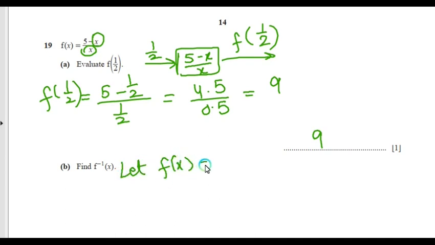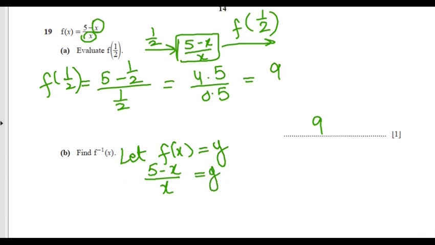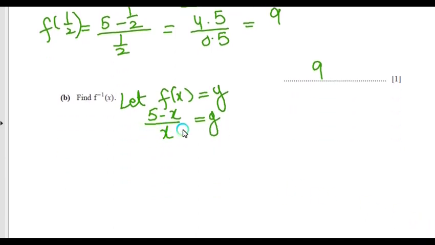So f of 1 over 2 will be 5 minus, the value of x is 1 over 2, right? And again the value of x is 1 over 2. So 5 minus half is obviously 4.5, and this is 0.5. So when you divide it, it becomes 9.